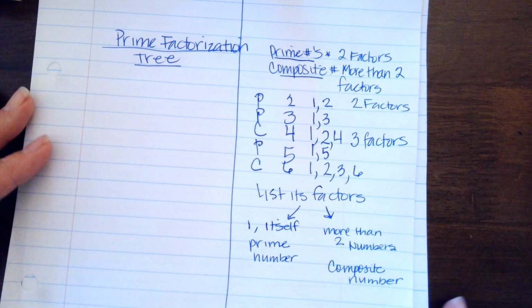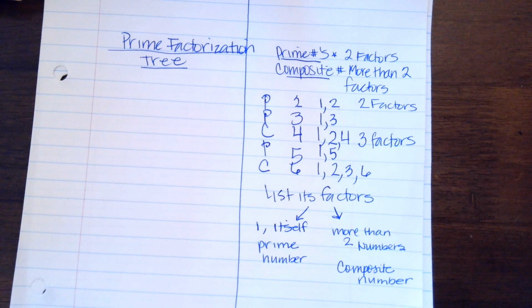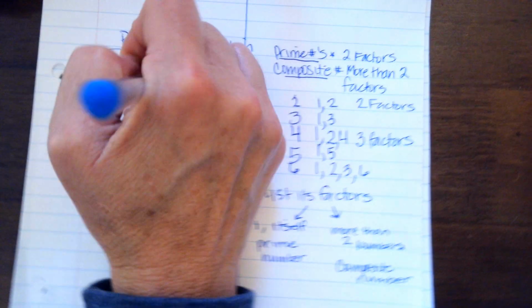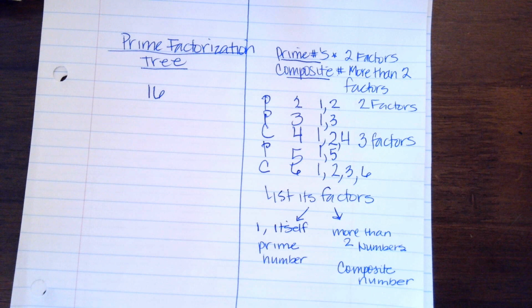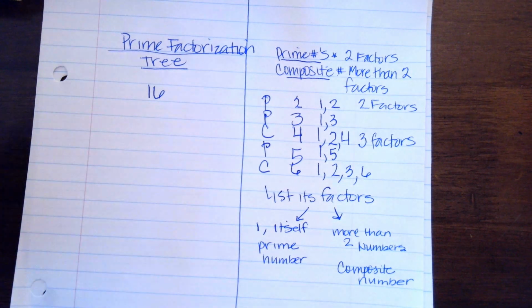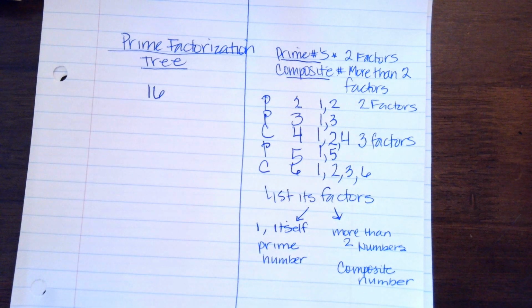Awesome. Okay, so the next concept is called a prime factorization tree. So we're going to have a number like 16, and they're going to say do a prime factorization tree of 16. You're going to pick 2 numbers that multiply to make 16. So suppose we picked 2. 2 times something equals 16. What is the something, Cade?